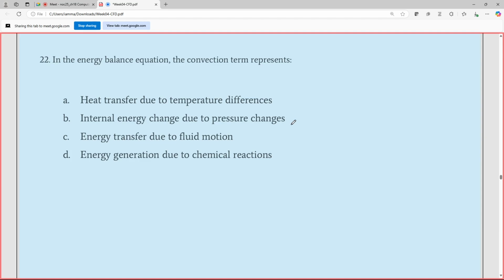In the energy balance equation, the convection term represents which of the following? The same question was asked before with another set of options. Option A, heat transfer due to temperature differences. Option B, internal energy change due to pressure changes. Option C, energy transfer due to fluid motion. Option D, energy generation due to chemical reaction.